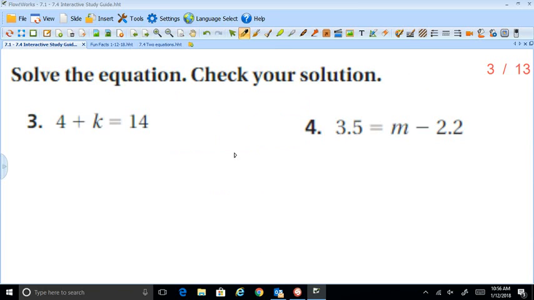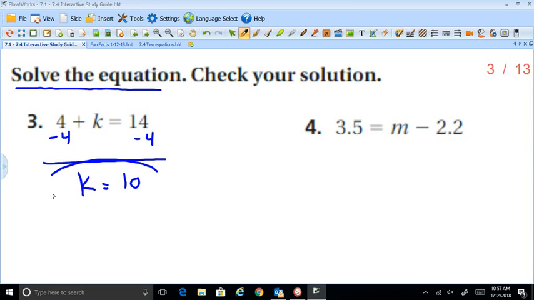Numbers 3 and 4 and 5 and 6, now we need to actually solve the equation and check our answer. Number 3, 4 plus k equals 14. We want to get k by itself. To do that, we subtract 4 from both sides. Leaves us with k equals 10. Place a 10 back where k is in the original problem. 4 plus 10, does that equal 14? It does. We checked it.